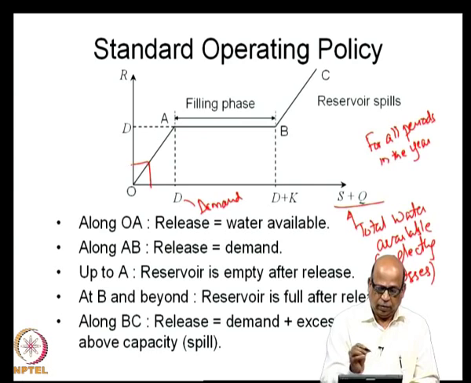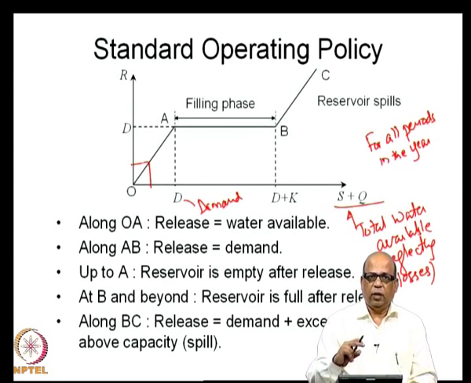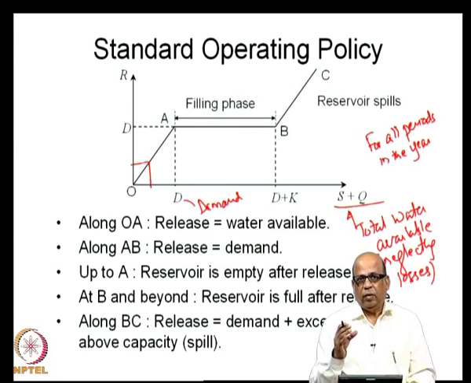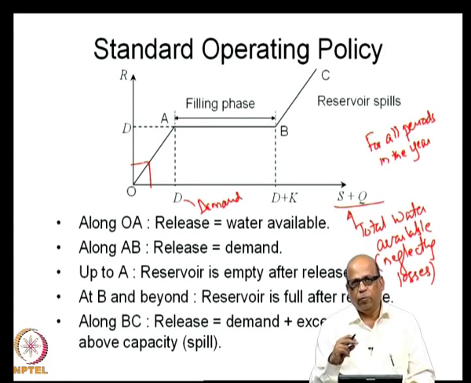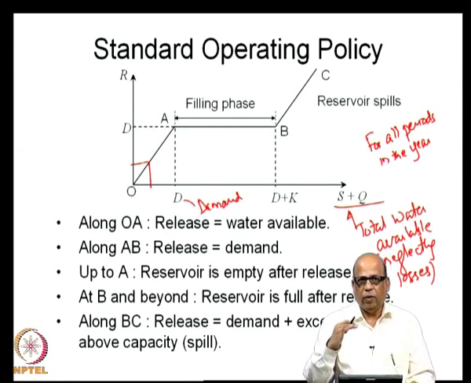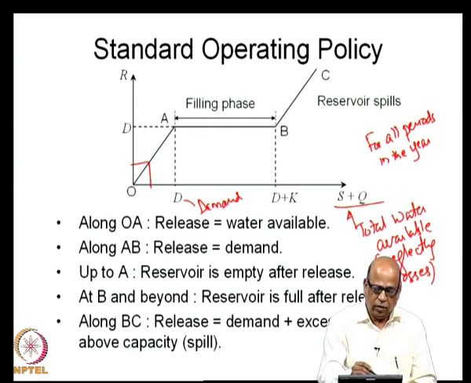So, you make the complete release, and therefore, after making the release, in this phase OA the reservoir will be empty. There was the initial storage, you got some inflow and then you made a release equal to S plus Q, whatever was in the storage plus whatever was the inflow, and therefore, the reservoir level will be at the bottom. Therefore, reservoir will be empty after release in this region.